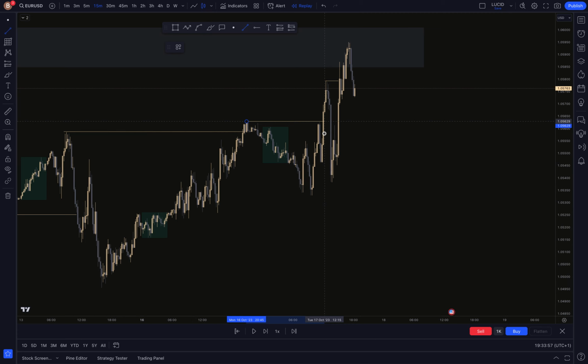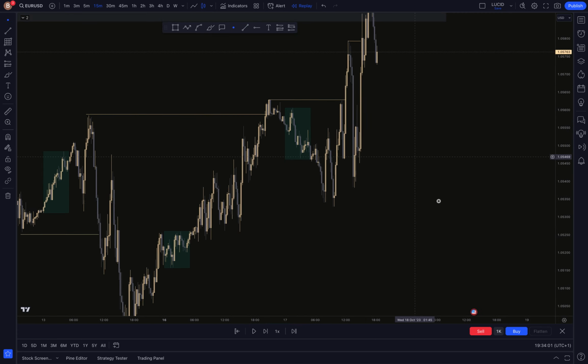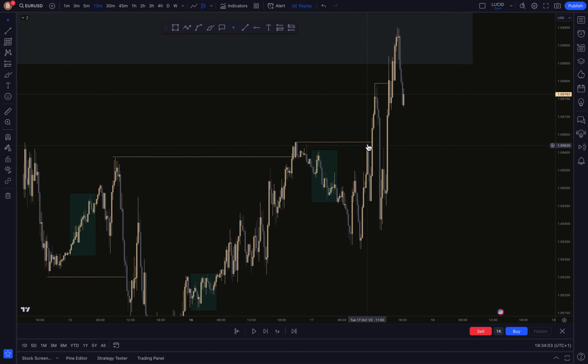You see that this high was what was going to confuse people. This particular high right here did not succeed in doing what? In taking out this previous high. So this one here cannot be an external liquidity, right? So it is an internal liquidity.